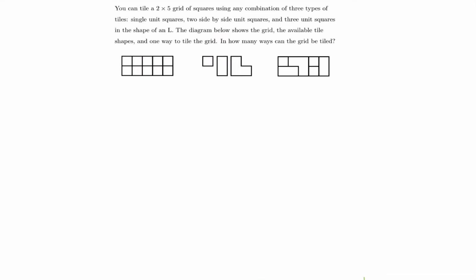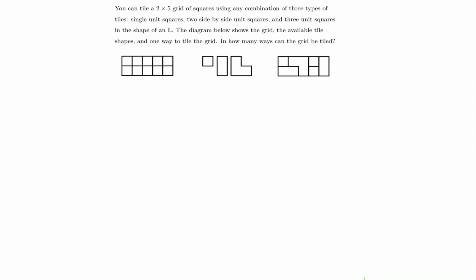In this video, we're going to be tackling this really hard recursion problem from Purple Comet. You can tile a 2x5 grid of squares using any combination of 3 types of tiles: single unit squares, 2 side-by-side unit squares, and 3 unit squares in the shape of an L. The diagram below shows the grid, the available tile shapes, and one way to tile the grid. In how many ways can this grid be tiled?